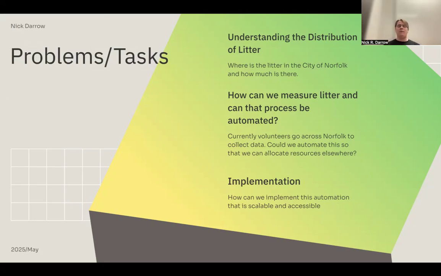Right now, we have volunteers that go out annually and do a citywide survey on a scale of 1 to 4, one being least littered and 4 being the most littered areas of the city. And then finally, implementation. How can we implement this automation so that it is scalable and accessible to everyone?